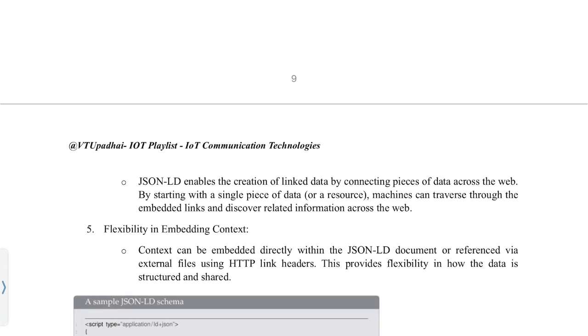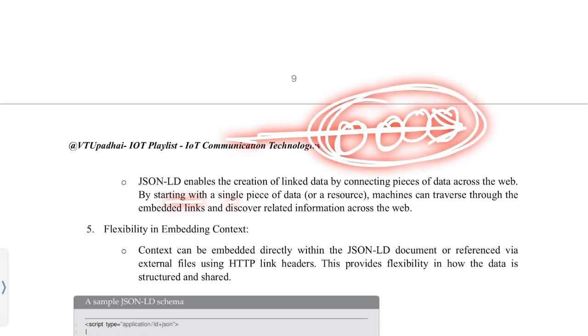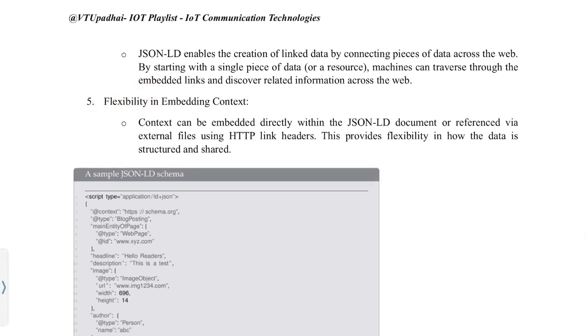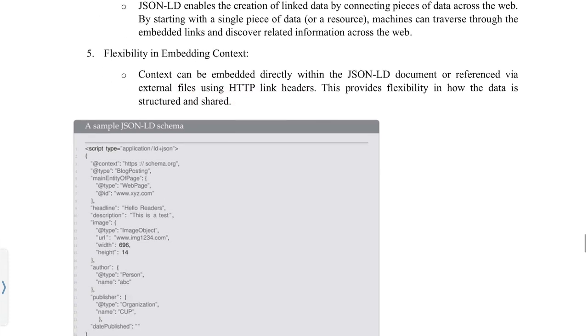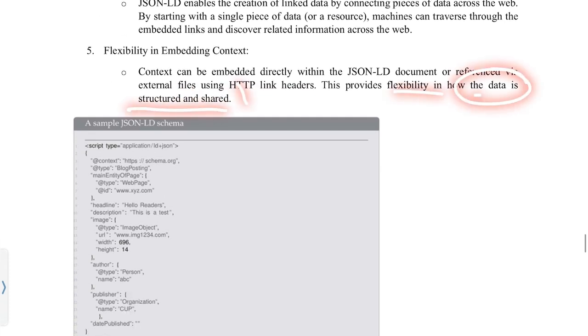Then we have linked data. Linked data is created by connecting pieces of data over the internet. By starting with a single piece of data and adding data, a machine can traverse through each of those, as there are embedded links here, and retrieve the information from these linked data. There is also flexibility in embedding context. That is, context can be embedded directly within the JSON-LD document or referenced via an external file using HTTP link headers. This provides flexibility in how the data is structured and how it is shared from the human understandable format to the machine understandable format.